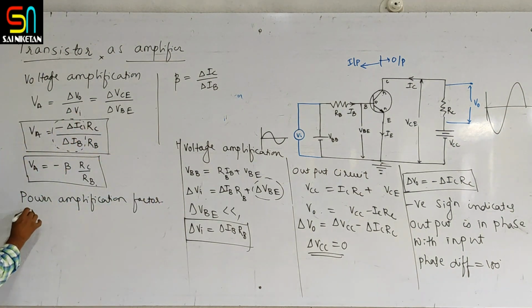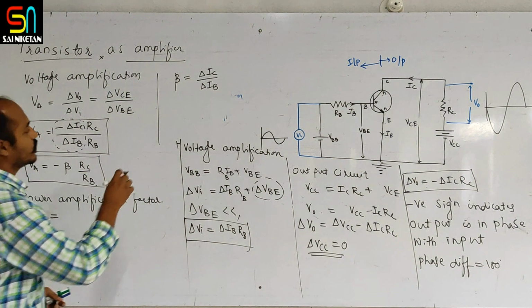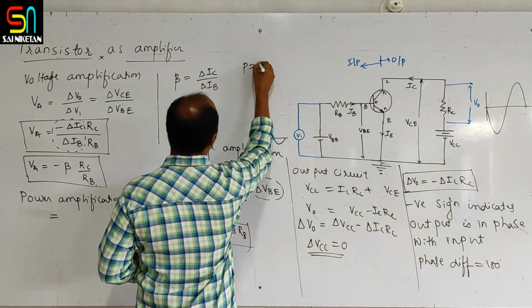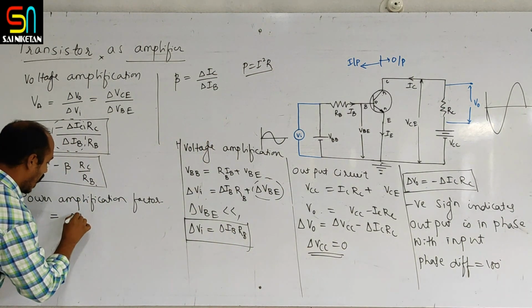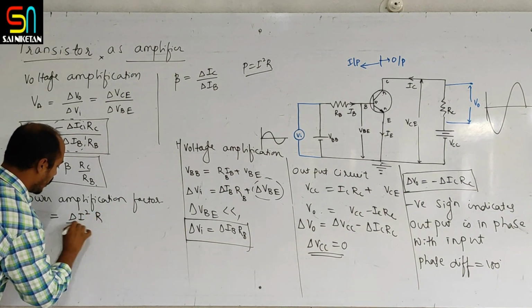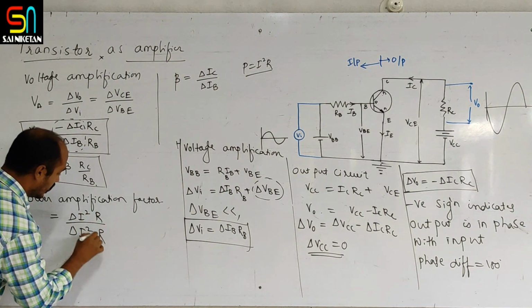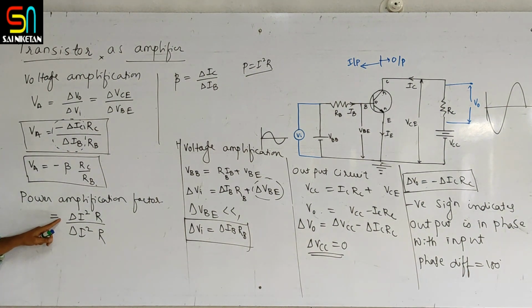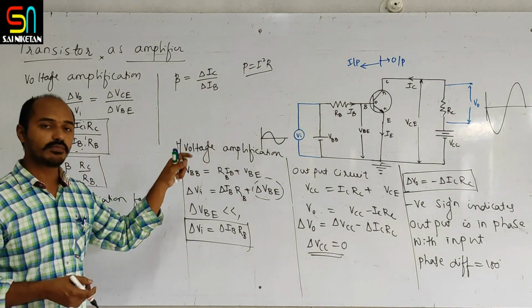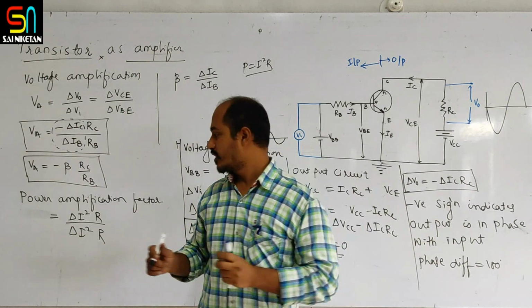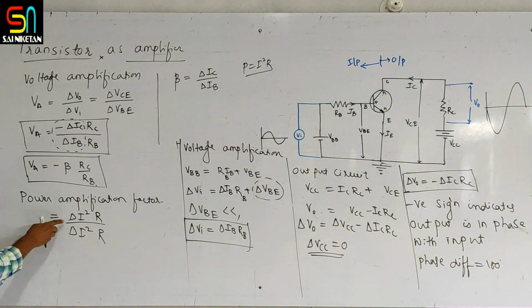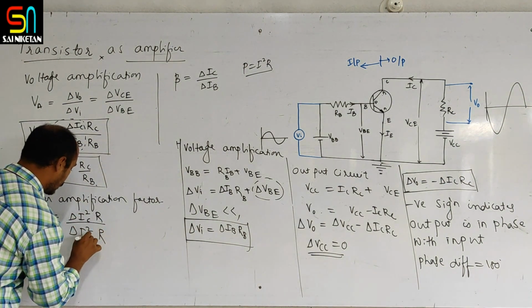That is equal to, we know that power P is equal to I square R. So it can be written as delta IC square RC divided by delta IB square RB. Whatever the amplification factor, whether current, voltage or power amplification, always remember: output divided by input. So here, power amplification means output divided by input. Output current is IC and input current is IB.